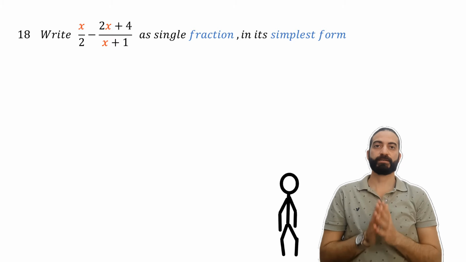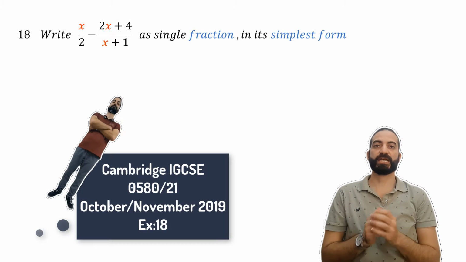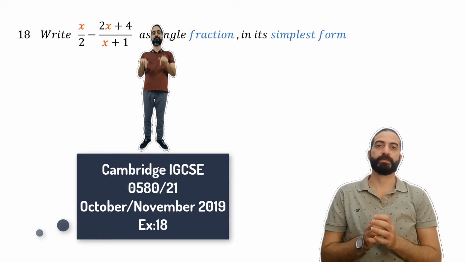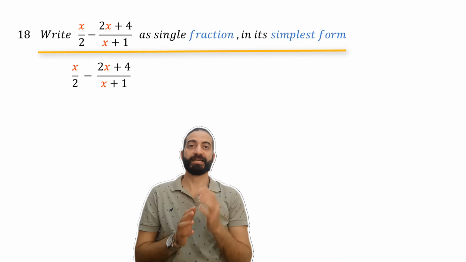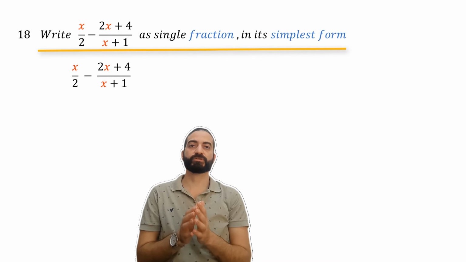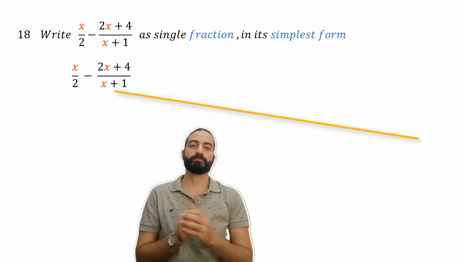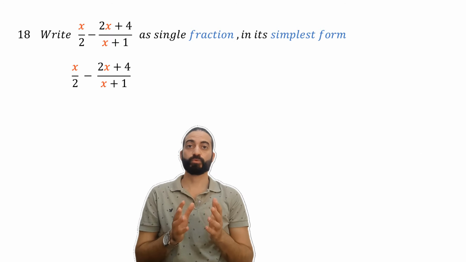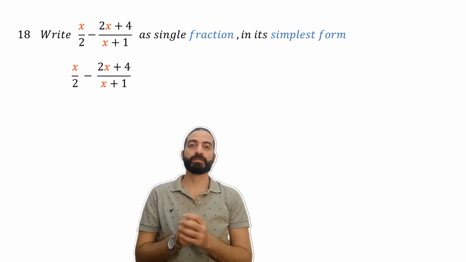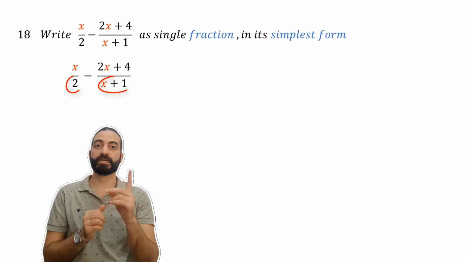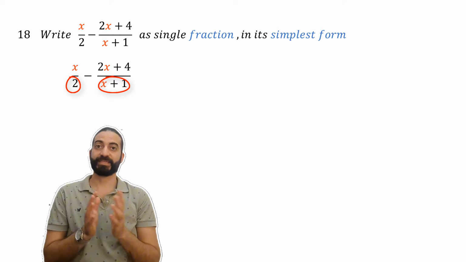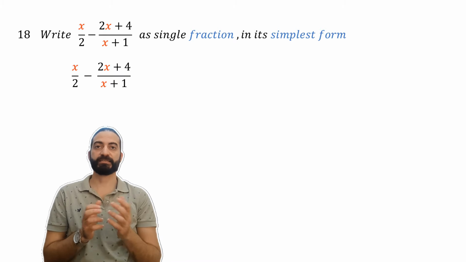Hello everyone. We'll start by solving question 18 of the Cambridge IGCSE 2019 exam. Write x over 2 minus (2x plus 4) over (x plus 1) as a single fraction in its simplest form. In order to write two fractions as a single fraction, we must have the same denominator. And here we do not have the same denominator. For this reason, we must convert them to the same denominator by following this method.